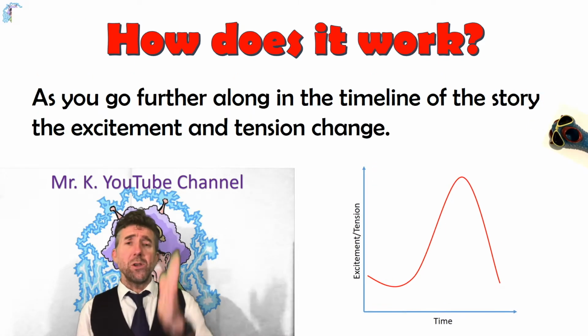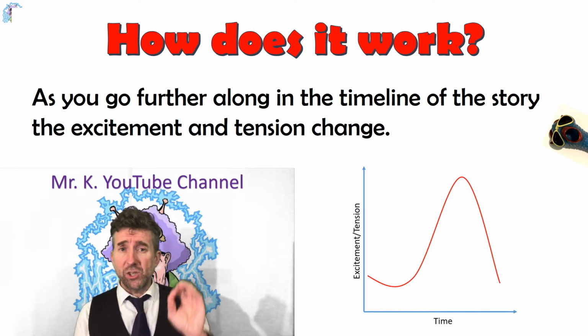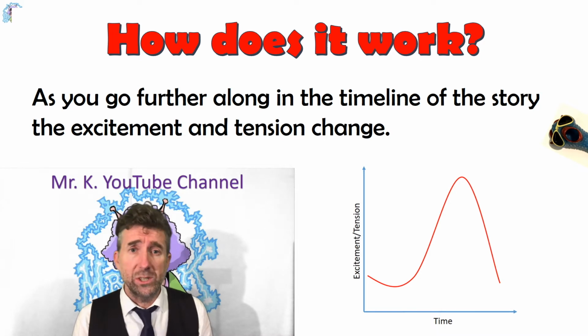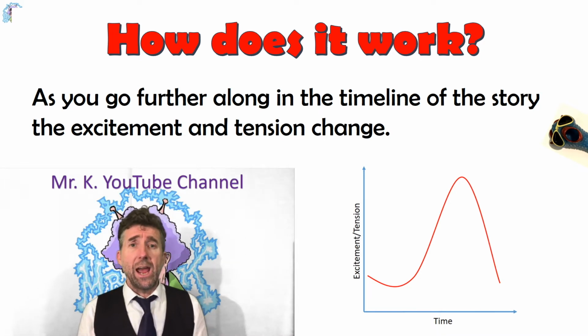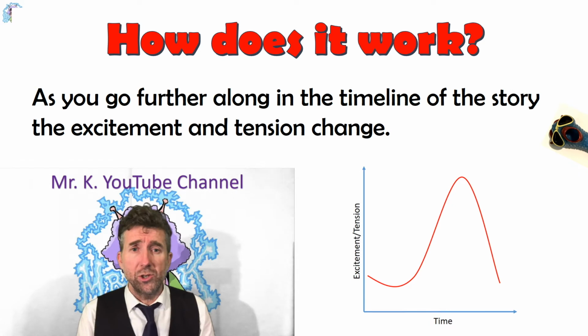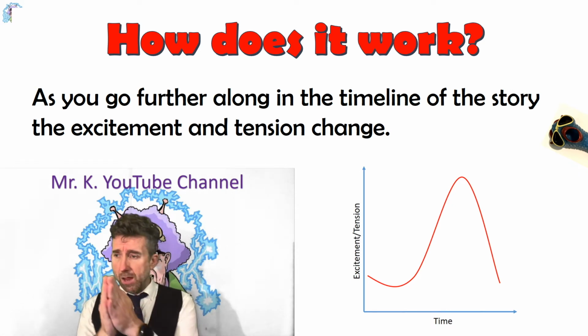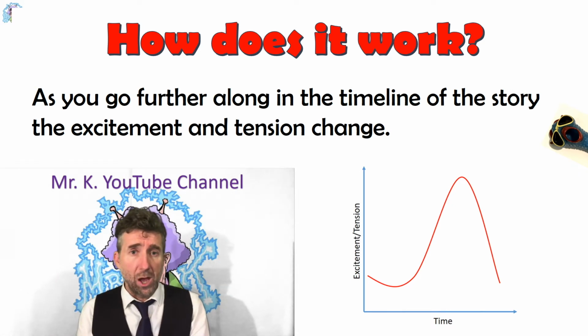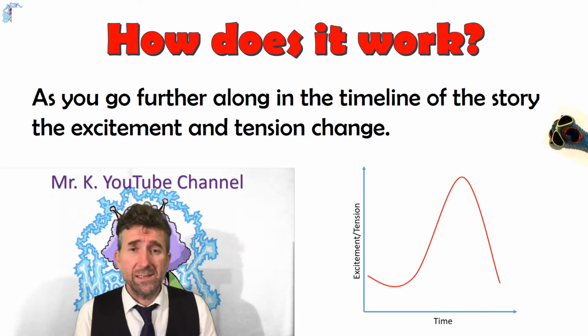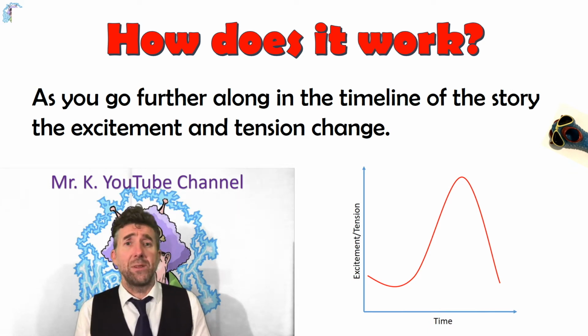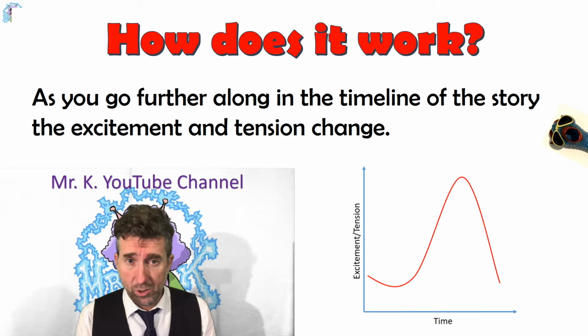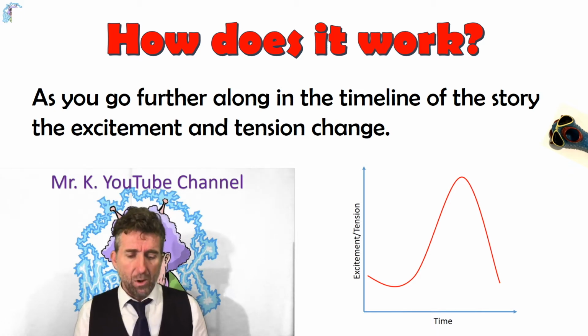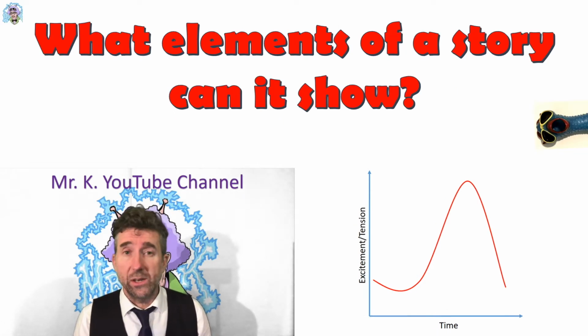How does it work? Well, you've got a vertical axis that is a measurement of the amount of excitement or tension in your story, and a horizontal axis that shows you the different points of time in your story's timeline. So, in summary, it basically shows you how much tension or excitement there is at any one time in your story.